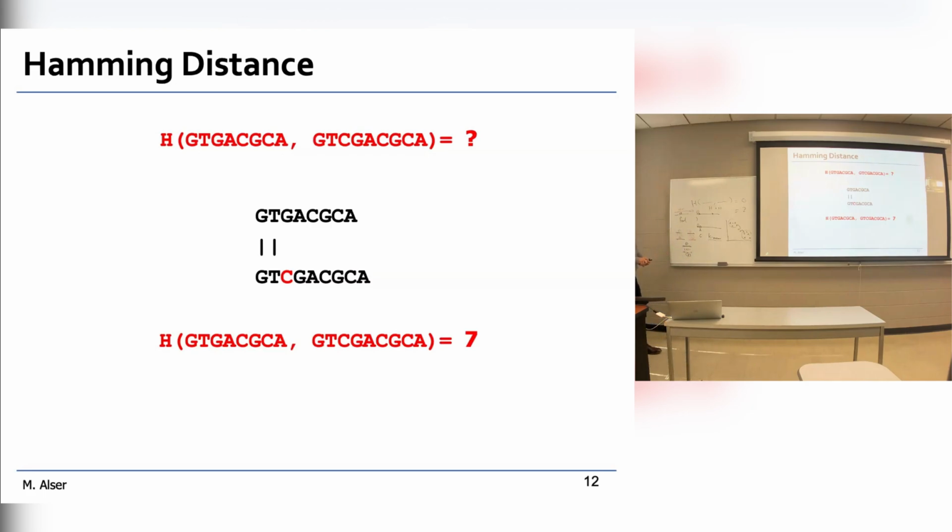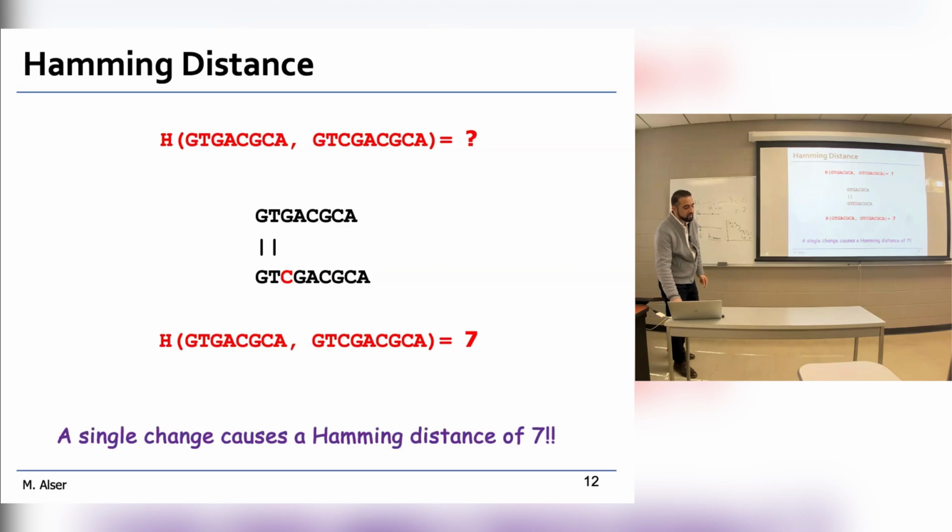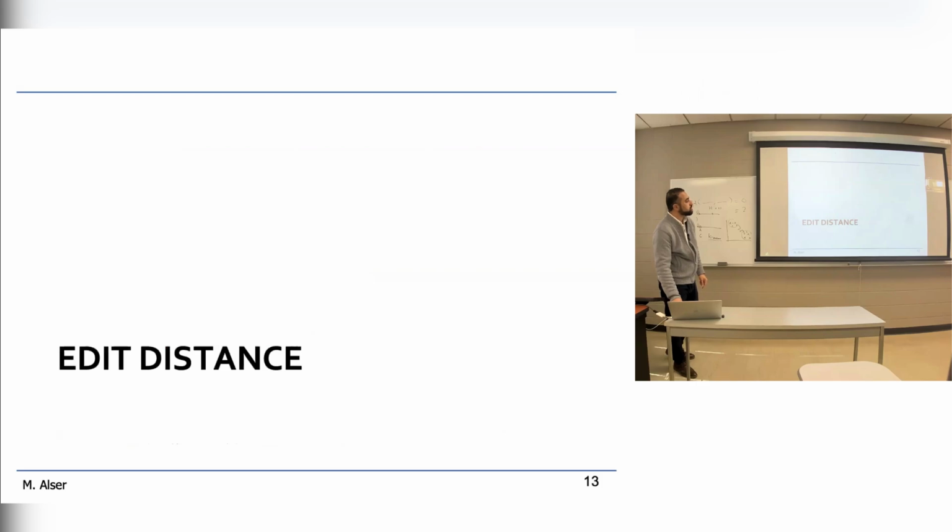Why? Try to do it yourself. Compare the C with G, C with G, A with G, A with C, G with C, C with G, A with C, and A with nothing. None of them match each other, right? And then the Hamming distance fails in calculating the right distance between the 2 words. The distance is only 1, but Hamming distance gives you 7. There are 7 mismatches. So a single change causes a Hamming distance of 7 steps.